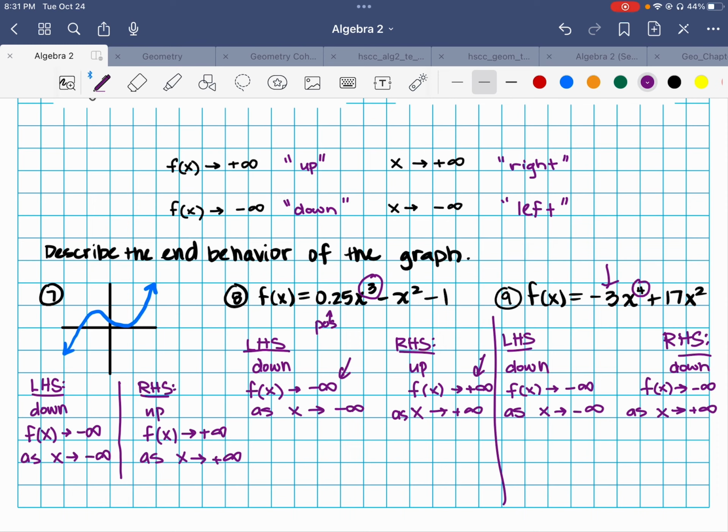Notice we don't use any of the rest of the polynomial, we just use the lead term, because the lead term is kind of like a bully. He tells the whole function what he wants to do when it gets really, really big numbers and really, really small numbers.